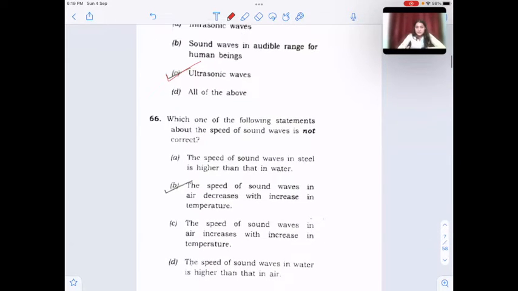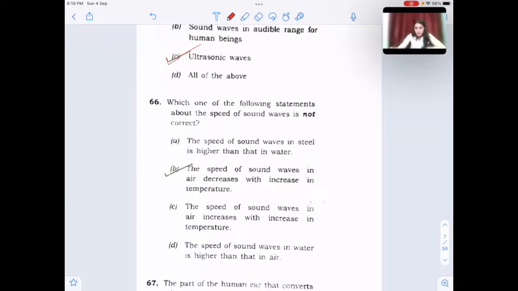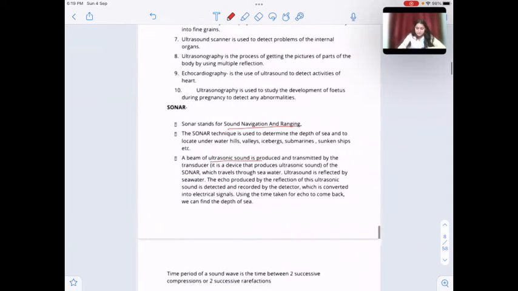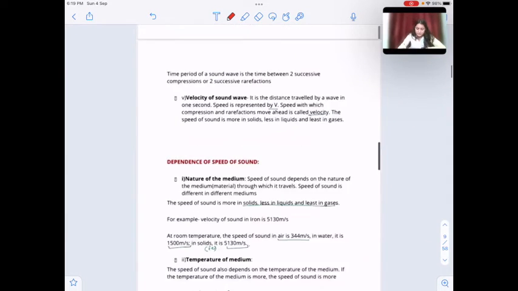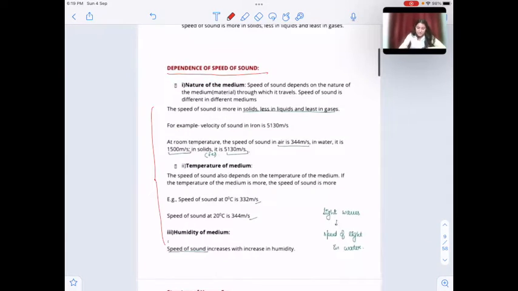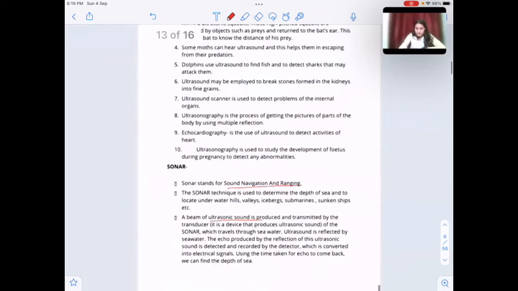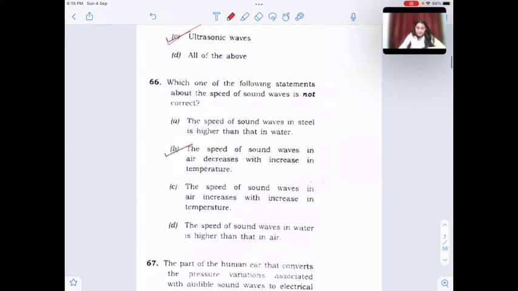Next is about variation of speed of sound wave with temperature and other conditions. So the dependence of sound wave speed on temperature and nature of the medium is given. So let us read the options. The speed of sound wave in steel is higher than in water. These three statements are correct. A, C, and D are correct. Option B is incorrect. The speed of sound wave in air decreases with increase in temperature? No, it increases with increase in temperature.